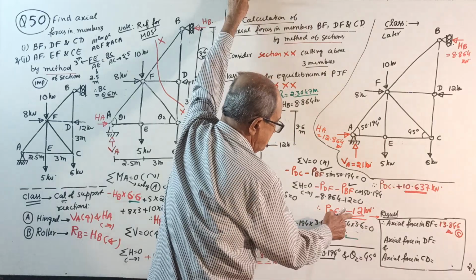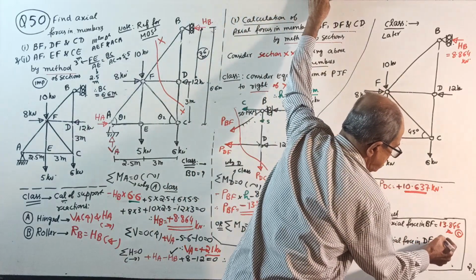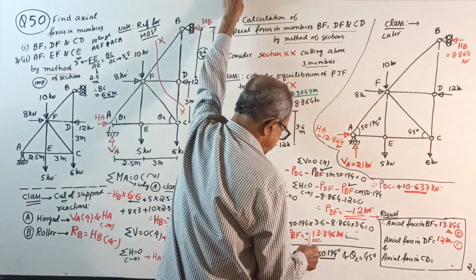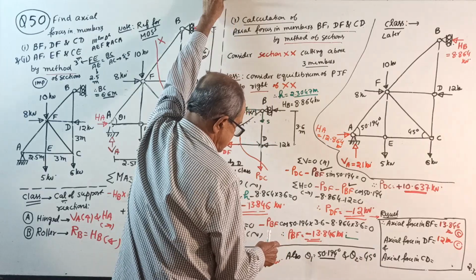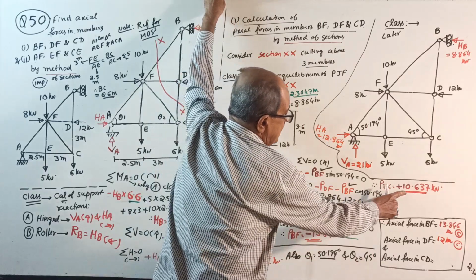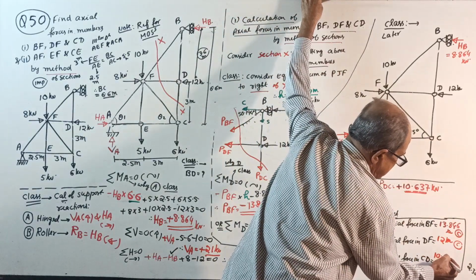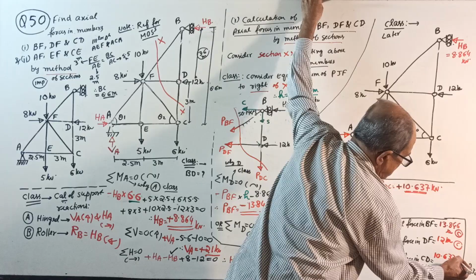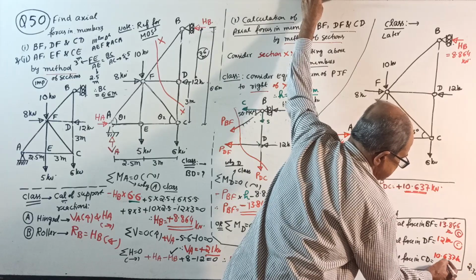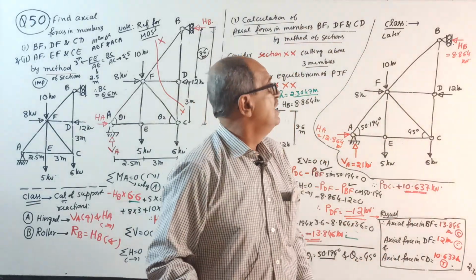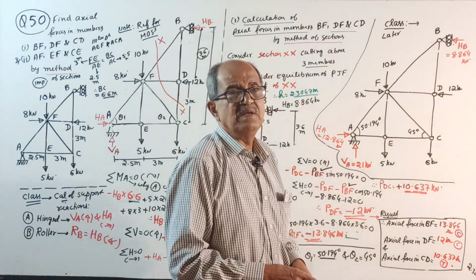Axial force in DF. Where is DF? Minus 12. So, 12 kilonewton, compression. Axial force in the last member, CD. CD or DC here. 10.637, plus came. So, 10.637 kilonewton. That much tension is the answer. Okay, over. Now, one more member is pending.